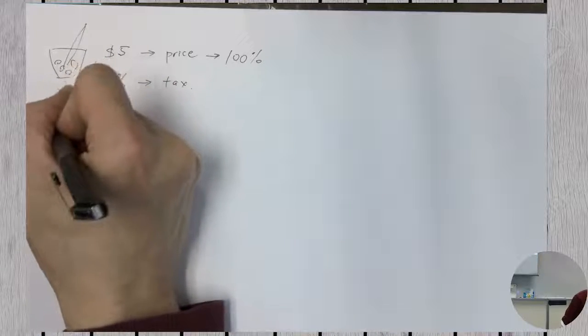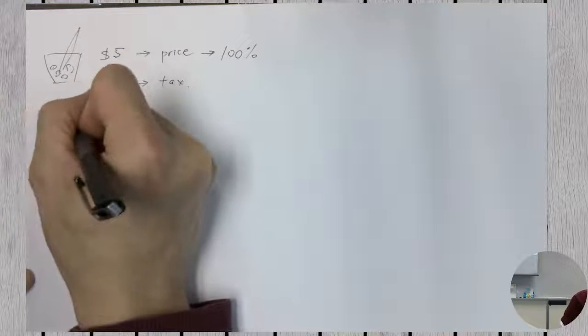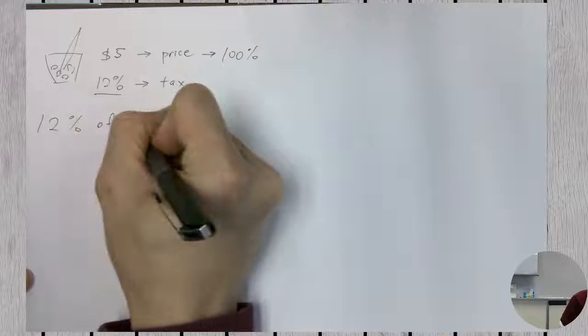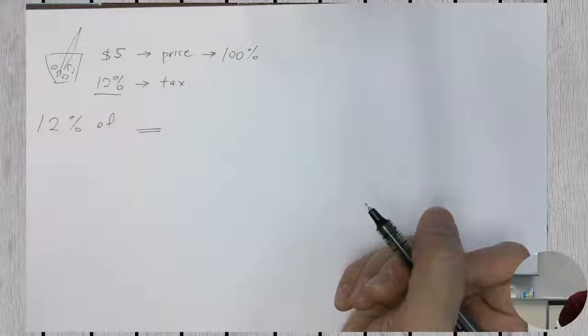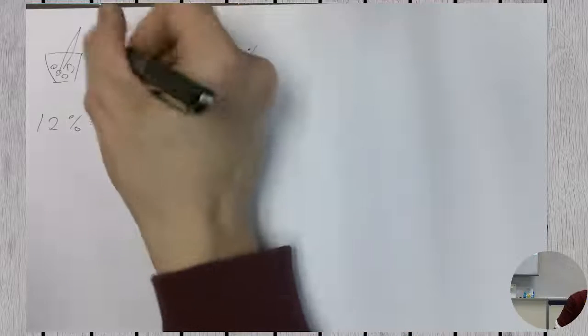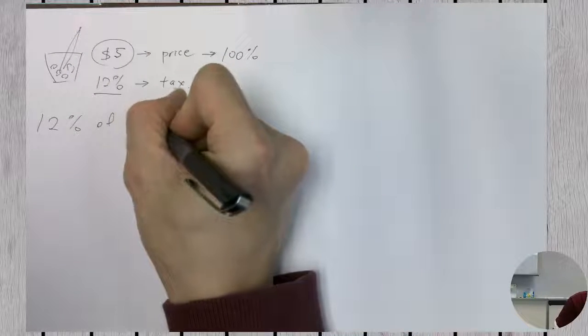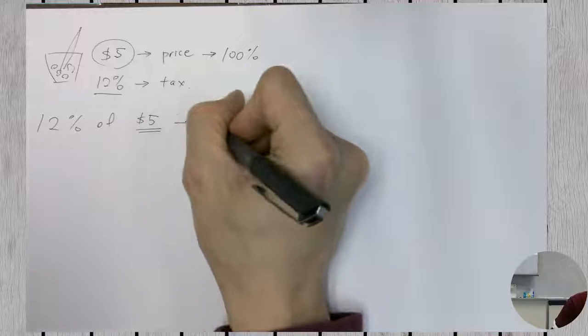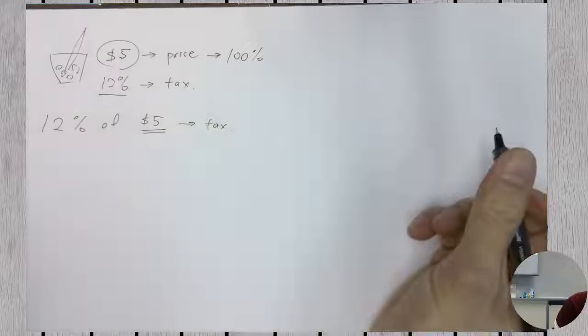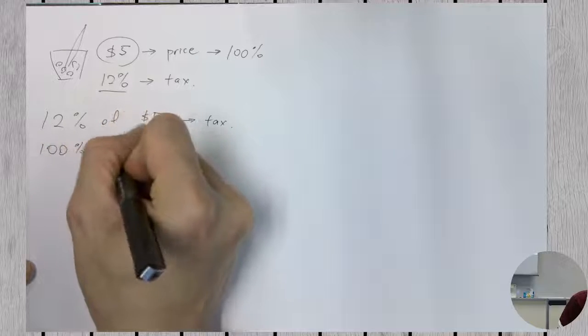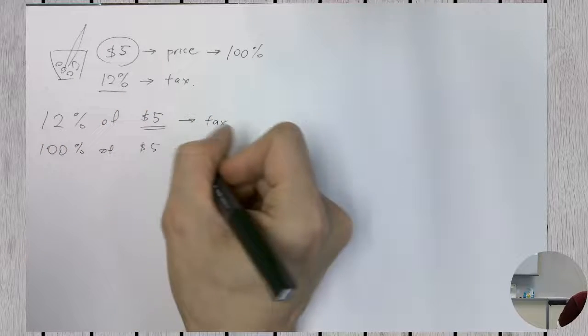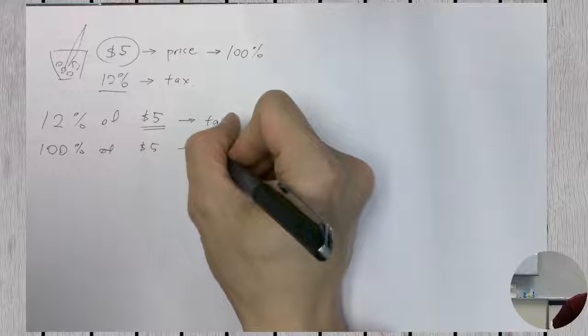So we have to pay 12% of something. We have to fill that in, which is what? 12% of the original price, right? Of $5, and that is our tax. And of course, we have to pay 100% of $5 because it's not on sale. This is the boba tea.